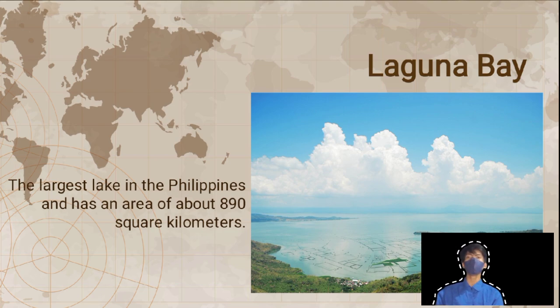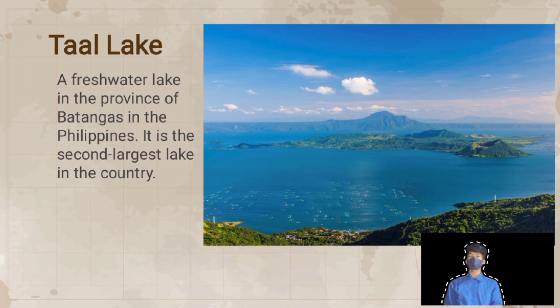Southward from Laguna de Bay stand several volcanic peaks, which characterize the region as a volcanic upland consisting essentially of a tuff-covered plain. Next is Taal Lake. Taal Lake is a freshwater lake in the province of Batangas. It is the second largest lake in the country.